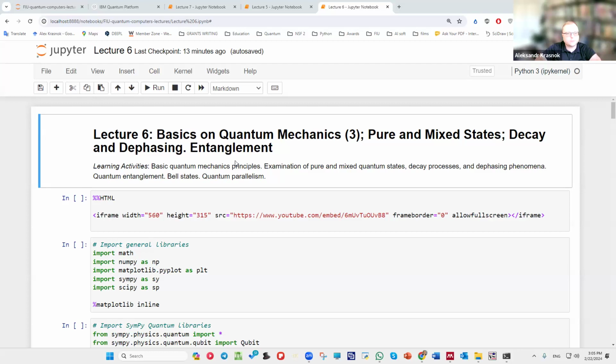So today we're gonna finalize our discussion of the basics of quantum mechanics, specifically for quantum computing in the way we formulate it. Namely, we will discuss the last two postulates. We're also gonna touch upon these very important concepts of pure and mixed states, and also the concept of density matrix and density operator.